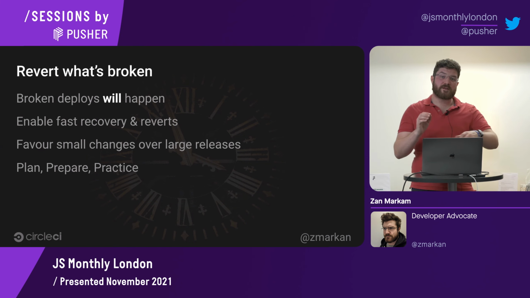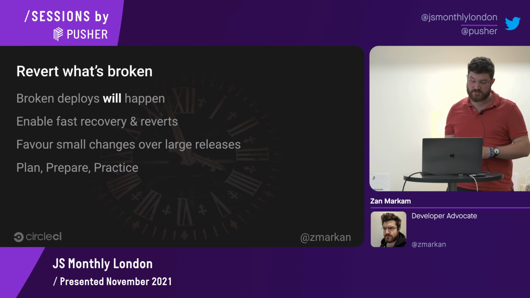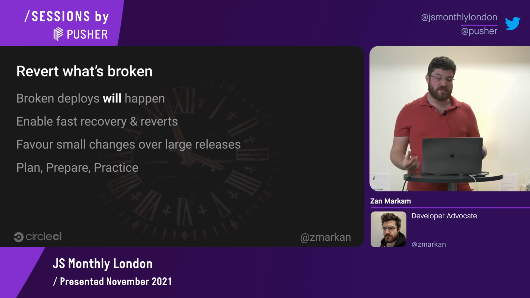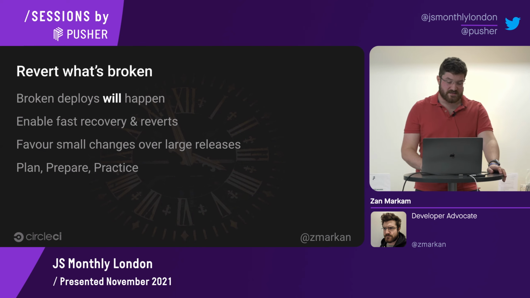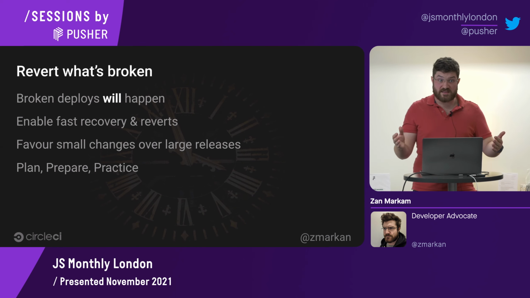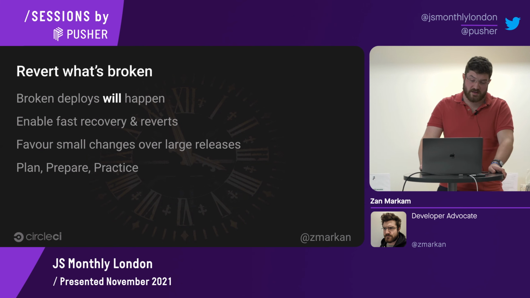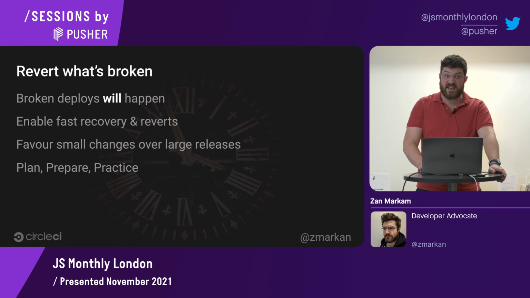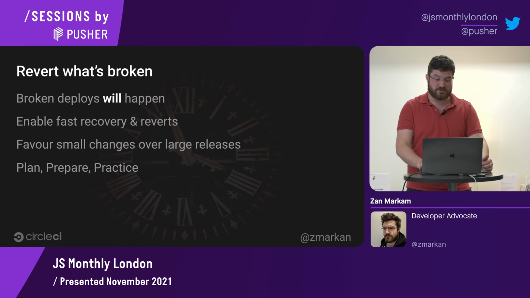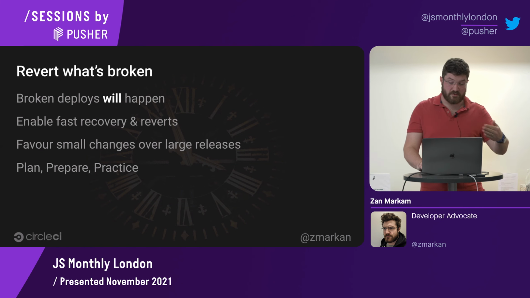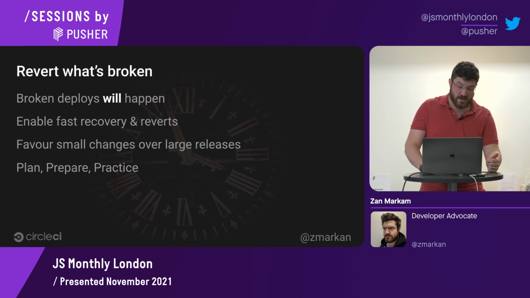And it also allows you to favor smaller changes as opposed to larger multi-month release cycles, because you can just have everything tested all the time and verified all the time, so you can actually trigger deployment much, much more often. But the best way to deal with broken deployments is to actually plan for them, understand how you're going to react, what your team is going to do, and practice. Every 3 months, do a dry run. Let's see how we're dealing with a broken deployment scenario.